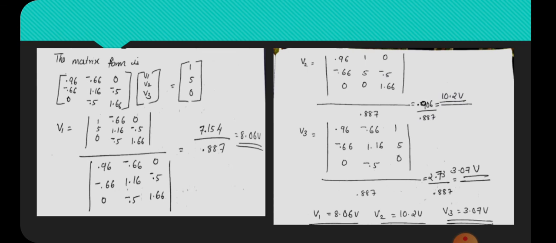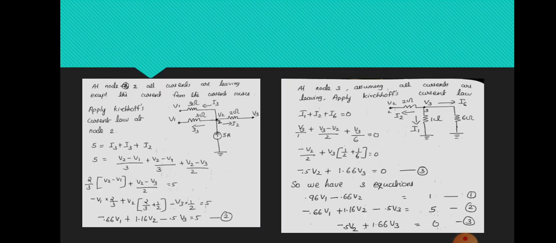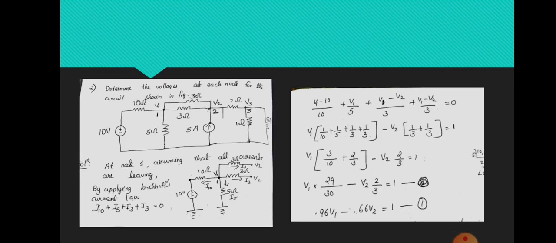So we got V1, V2 and V3 by applying Cramer's rule. What we are asked is to determine the voltage at each node. V1, V2, V3 we found, so we got the values of V1, V2, V3. So we know the method: once we get three equations, we apply Cramer's rule.